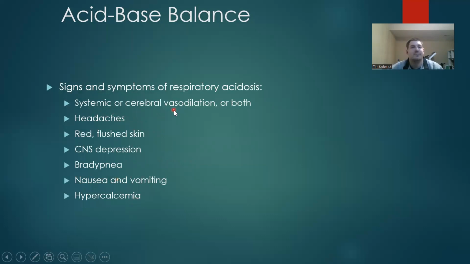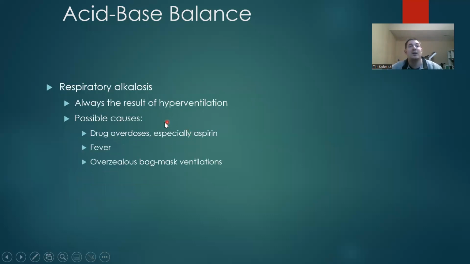Signs and symptoms. Okay? You could get vasodilation, headaches, red flushed skin, altered mental status, slow breathing, nausea, vomiting, or hypercalcemia you might see during these. Okay. Again, some of these are hard to see in the field, right? Nausea, vomiting, slow breathing, altered mental status, skin changes, right? Those are things you might see. Blood pressure differences, maybe. So that's all potential acidosis, right?